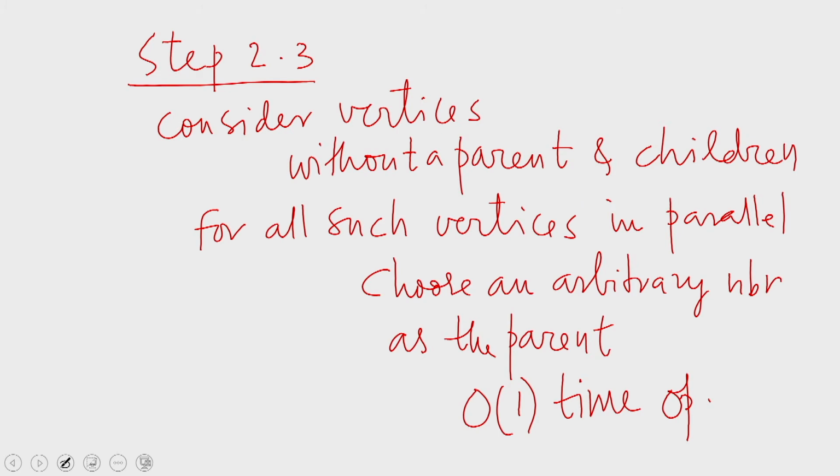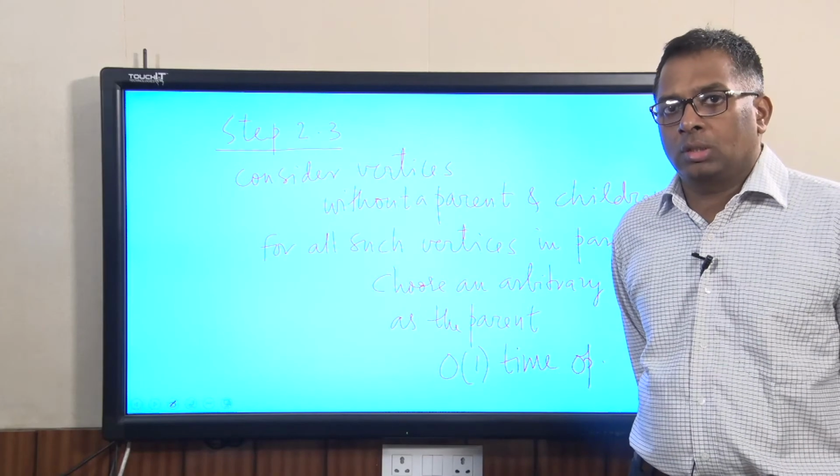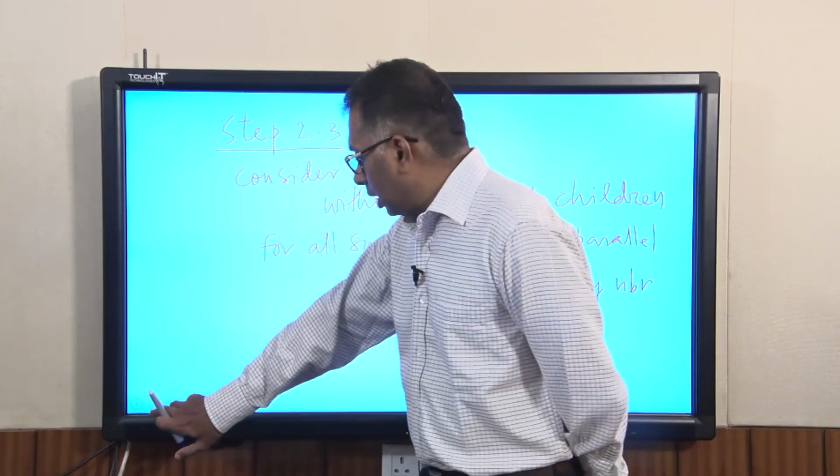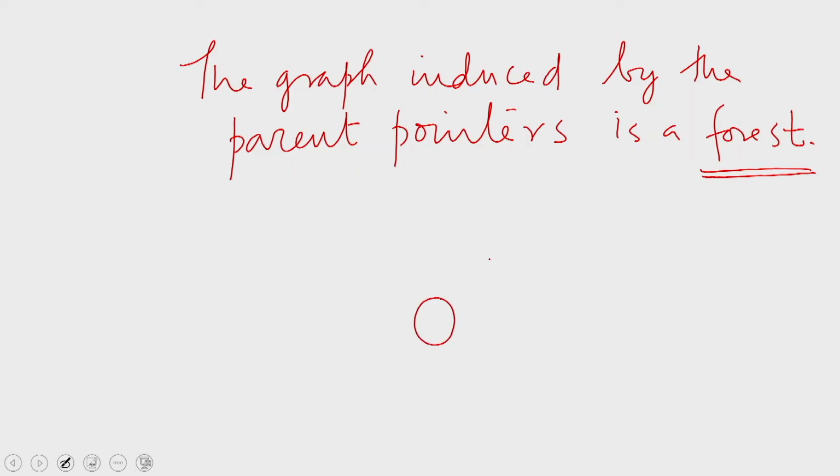Then in step 2.3 we consider all vertices that are now isolated. They are without parents and without children. So, when you have such a vertex, what we do for those vertices is to pick an arbitrary neighbor as the parent. So, that vertex was pointing to a smaller neighbor, which was pointing to a smaller neighbor, and so on. Now, this vertex is without children, so there is no incoming pointer to it. It is arbitrarily hooking to some neighbor. Therefore, we cannot form a cycle once again. Therefore, we get a collection of trees.